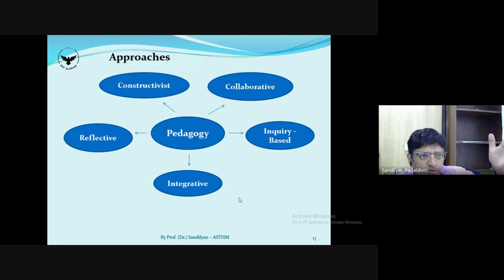Reflective, where you think about and let your mind do the work. Inquiry based means where you put a trial and error. You ask questions, you try to get the answers, and keep on asking questions till you reach some level. Last being integrative, which integrates any of the two or more different approaches to finally achieve an acceptable goal. Next slide, ma'am.